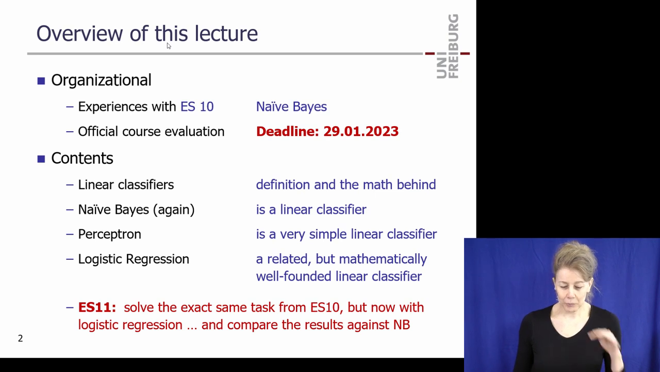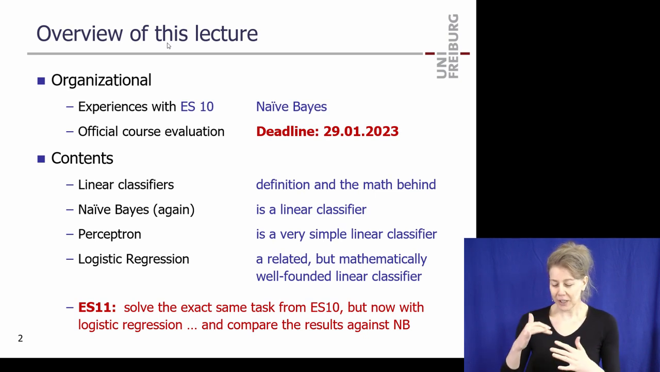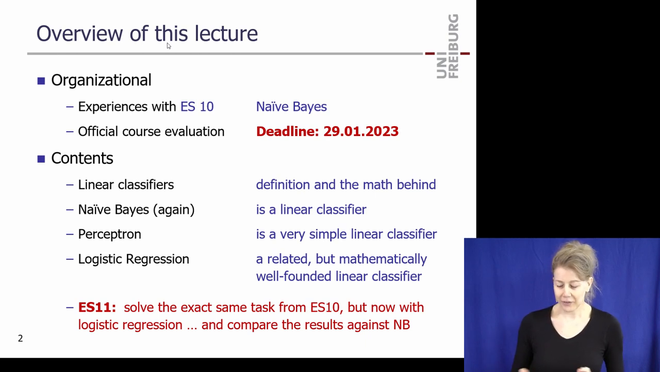Exercise sheet 11 will also be nice, just the exact same task from exercise sheet 10, which is you have these movie descriptions and five genres, and now you use logistic regression. It will be very interesting to see where the code will be similar or different, and to just run it and compare the results against naive Bayes to see how different it is. And again, like for naive Bayes, there will be very little code, but you have to understand it.